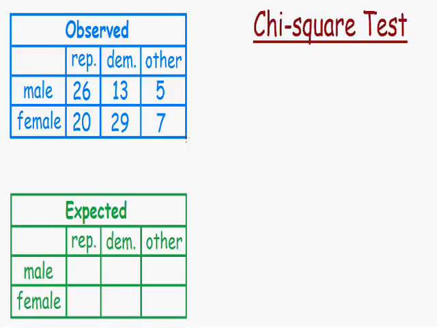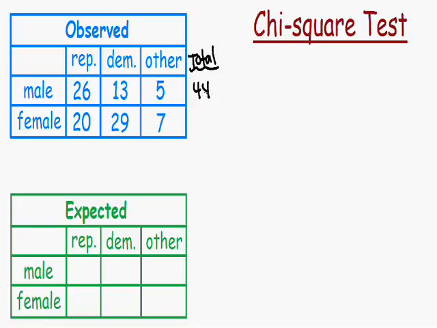So the first thing I like to do is calculate the total number in each row and each column. So let's calculate the total number in the row of males. How many males do we have? Well, we have 26 male Republicans, we have 13 male Democrats, and we have 5 other males. So if we add all these numbers together, 26 plus 13 is 39. 39 plus 5 is equal to 44. So we have 44 total males. So I'm just going to write total in this row over here. So we have 44 total males.